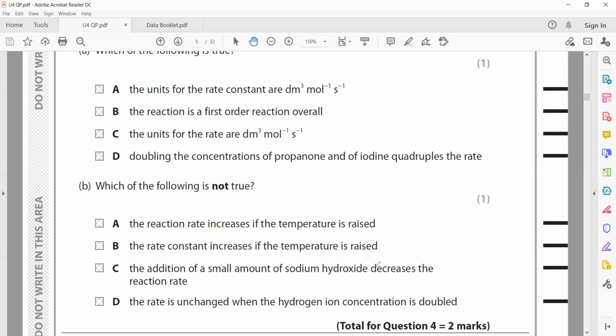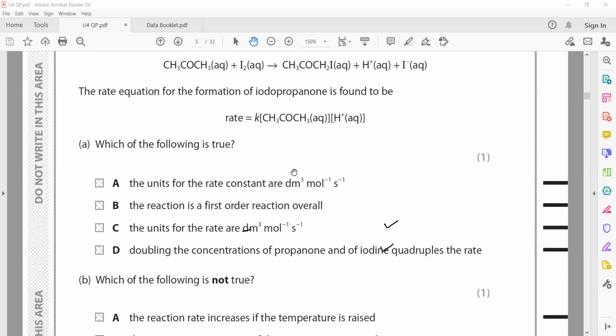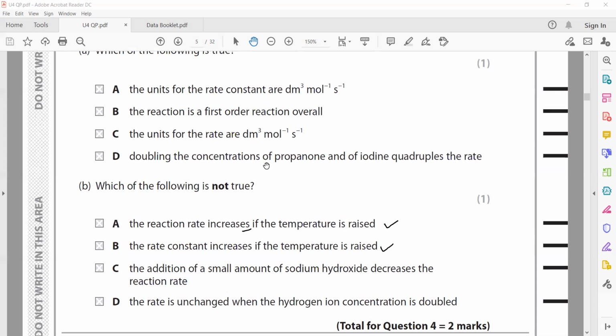The reaction rate increases with the temperature. That's true. The rate constant increases if the temperature increases. That's also true, because what happens when we increase the temperature is the value of the rate constant increases. That's why the rate is also increased.